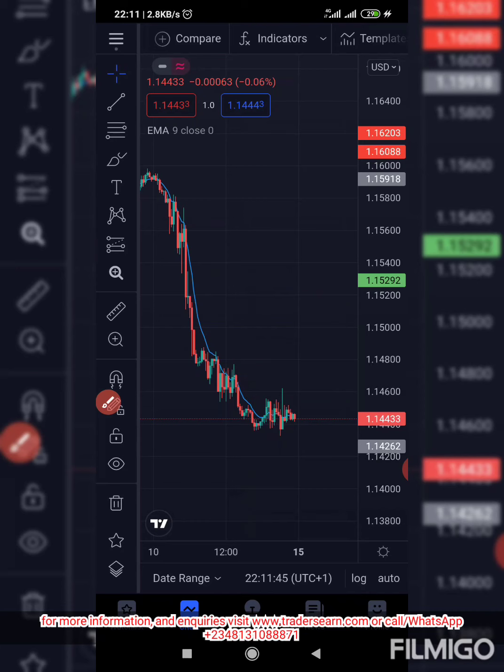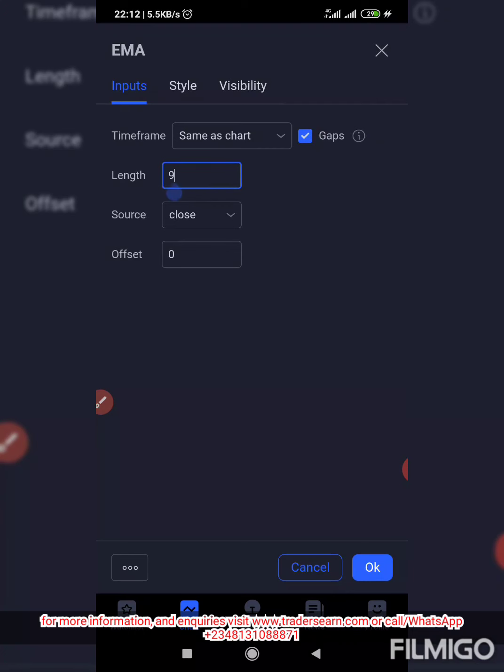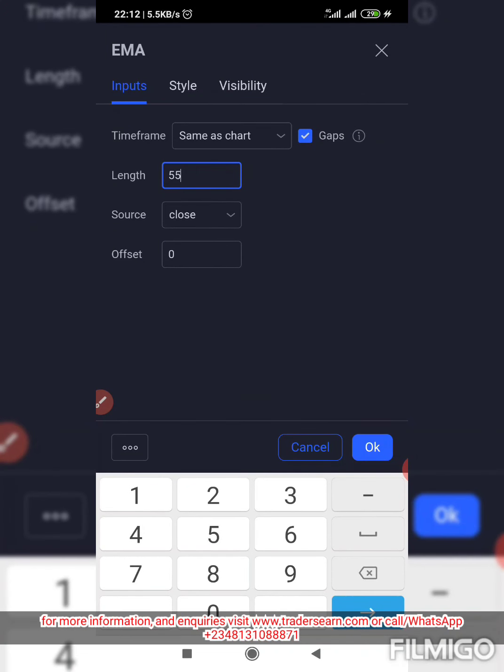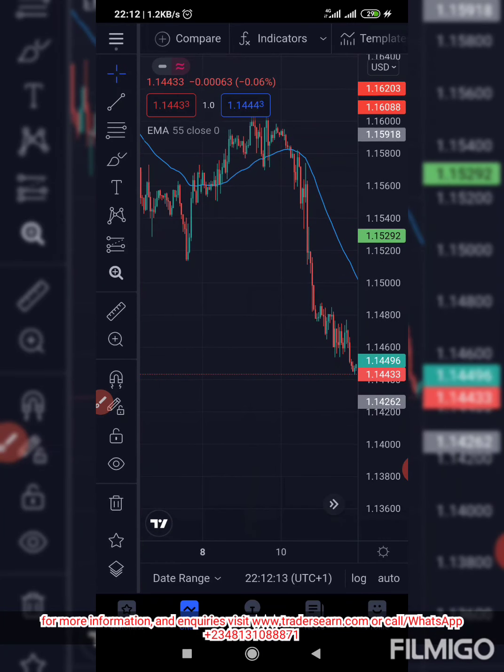I already explained yesterday that it takes the value of each candle close and divides it by the number of lengths you are using. On your MT5 you'll be seeing it as period. So let's say we are using a period of 55 length, that means we'll be taking 55 candles into consideration for this calculation. That is what it means, and you can use it majorly as a support and resistance level.